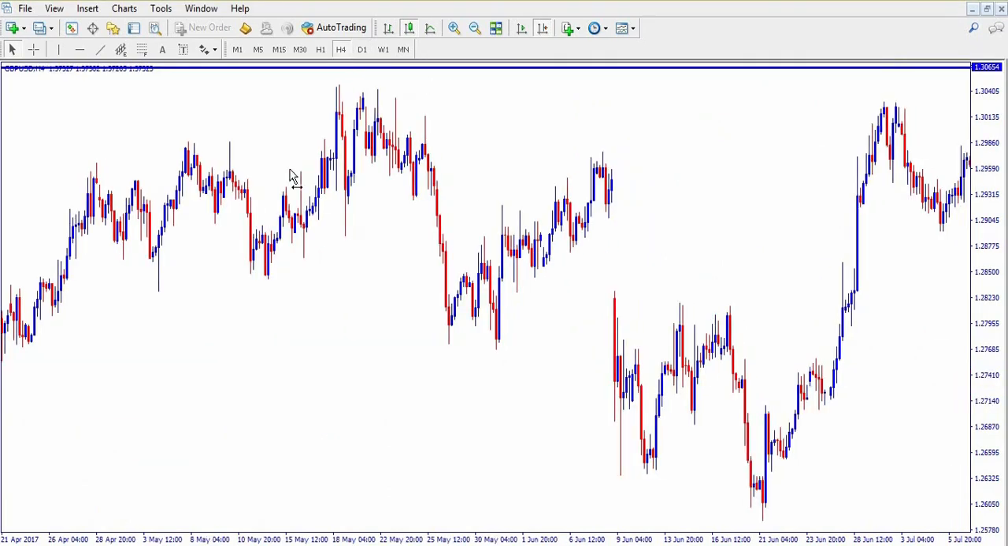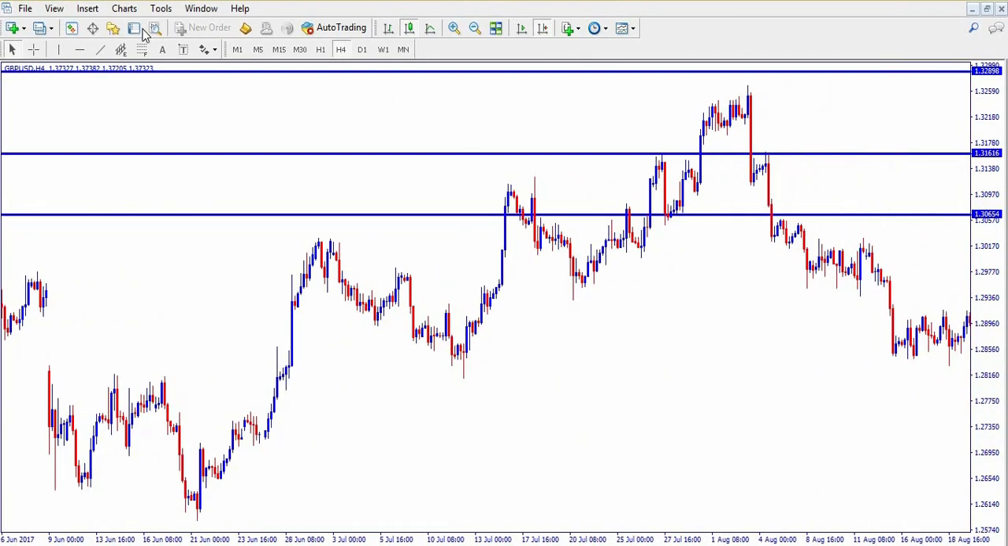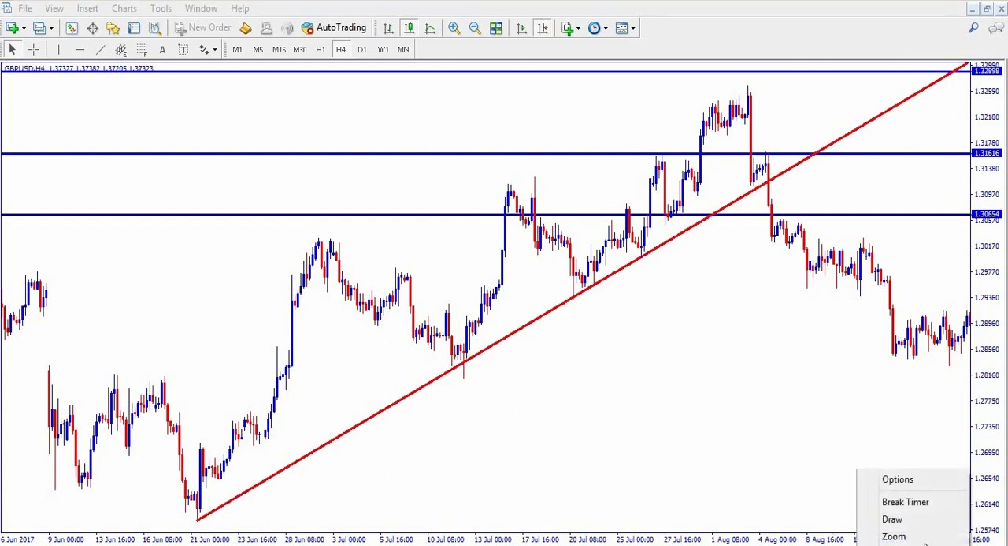Okay, let's see if we can do one more before we end the class for today. You see what we have here? So this is our first point, this is our second point. Price bounced off the trend line again, and it bounced off the trend line here again before it broke it.